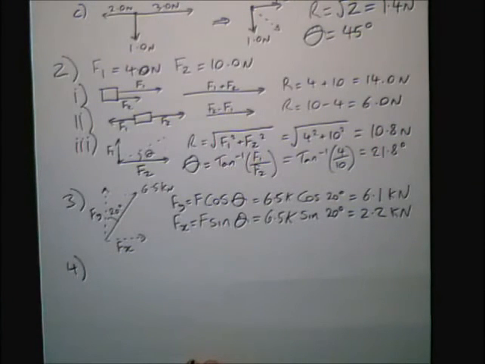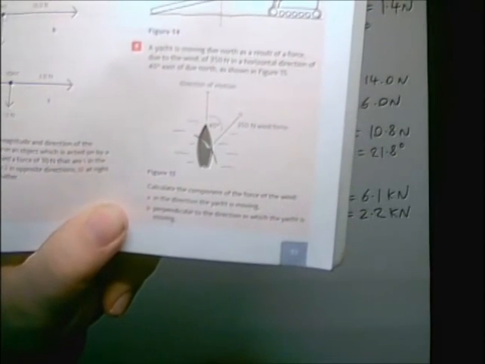A yacht is moving due north as a result of a force due to the wind of 350 newtons in a horizontal direction of 40 degrees east of due north. Very confusing wording. However, the bit that it's asking you to work out, calculate the component of the force of the wind in the direction the yacht is moving and perpendicular, is very easy. The confusing part of this question is the wording, and every time I read it, I probably say it slightly wrong, but that's just a standard example of how confusing the wording they choose is.